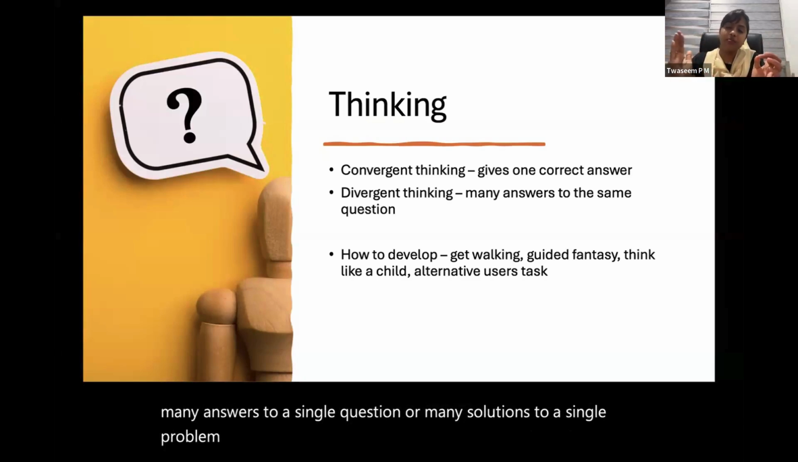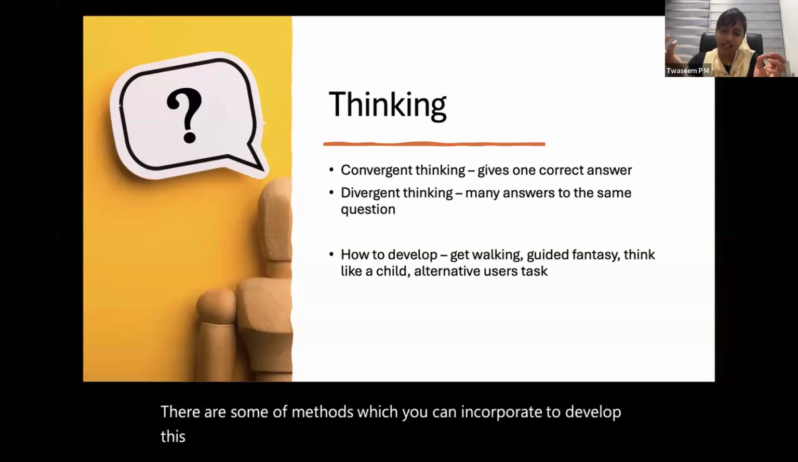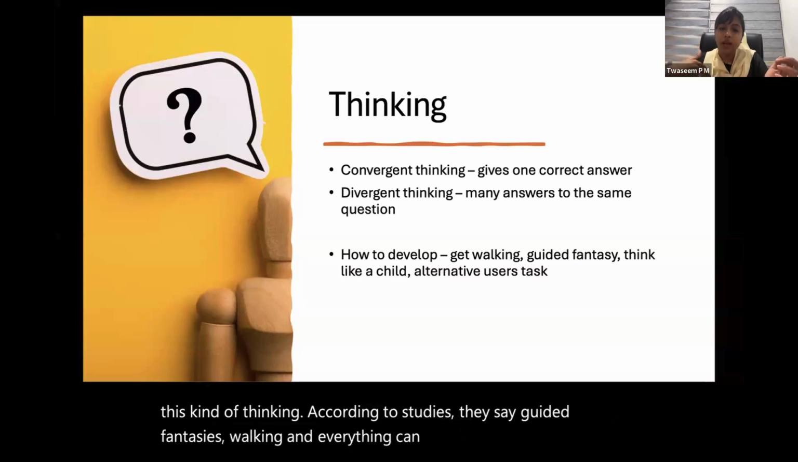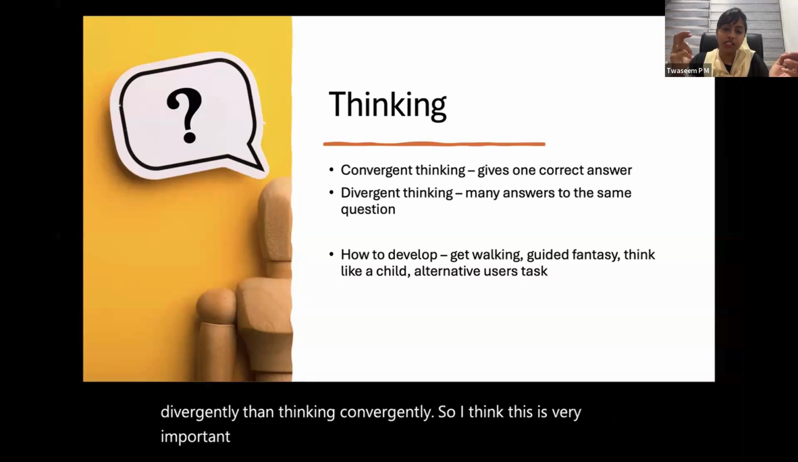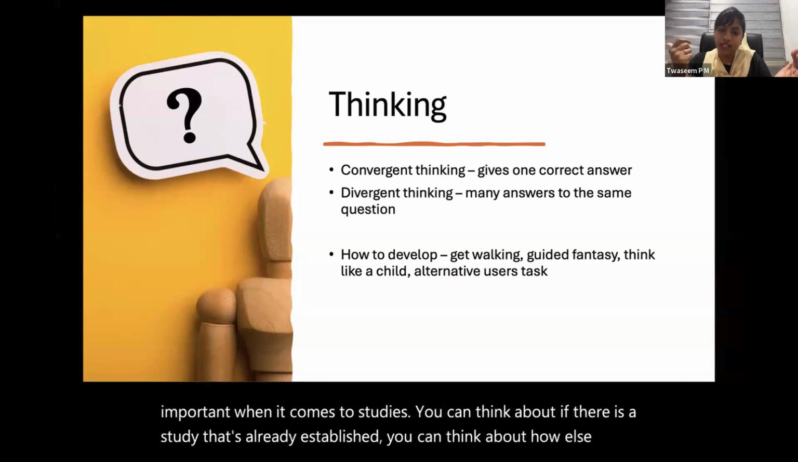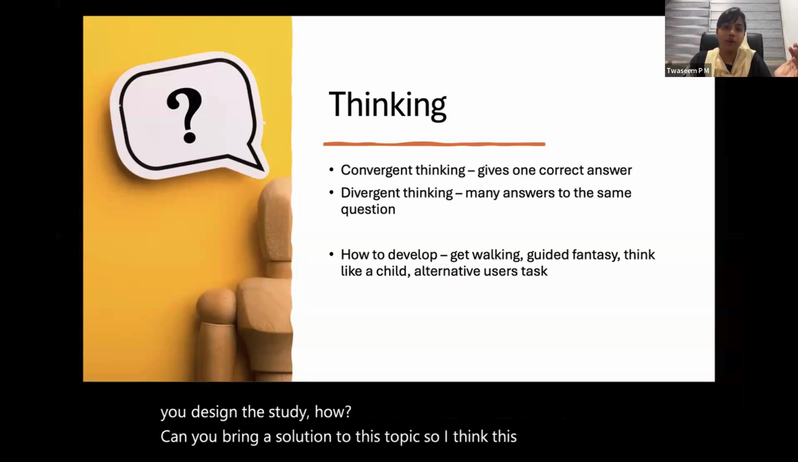So there are some methods which you can incorporate to develop this kind of thinking. According to studies, they say guided fantasies, walking, and everything can actually help you think divergently rather than convergently. So I think this is very important when it comes to studies. If there is a study that's already established, you can think about how else you can design the study, how else you can bring a solution to this topic. So I think this is also quite important.